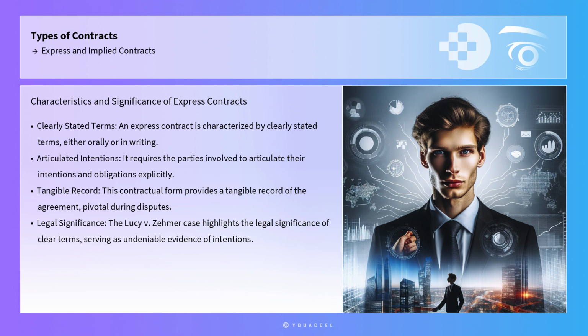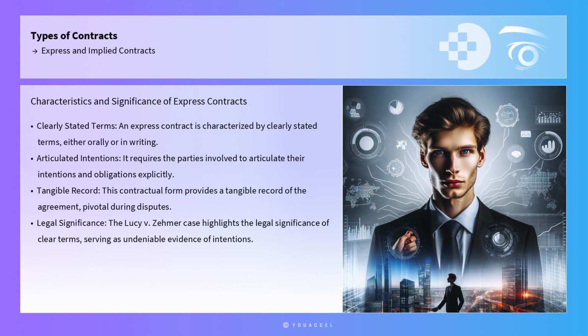An express contract is characterized by clearly stated terms, either orally or in writing. It requires the parties involved to articulate their intentions and obligations explicitly. This contractual form is straightforward, providing a tangible record of the agreement, which can be pivotal during disputes.